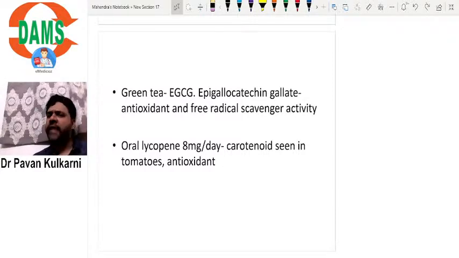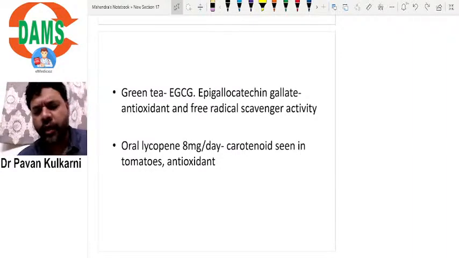Similarly, lycopene is also an antioxidant which is present in the tomato. The red color of the tomato is because of this agent, lycopene. Lycopene is also an antioxidant. So this lycopene is also given orally, 8 mg per day, in cases of leukoplakia. Okay, so this is about the treatment of leukoplakia.